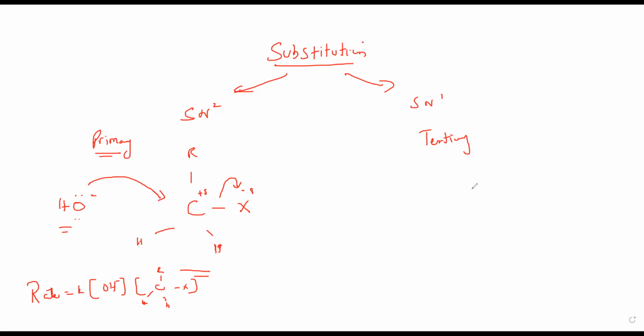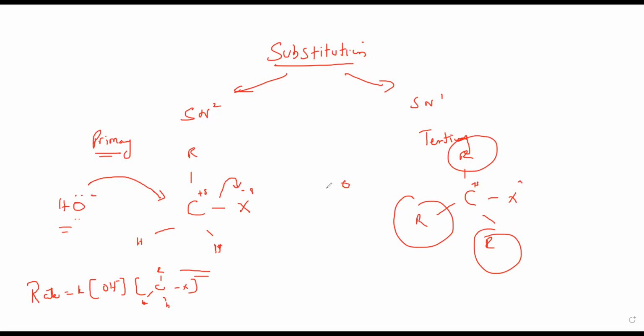But in tertiary, what happens? The carbon which is bonded with the halogen has three alkyl groups, three carbon chains. So this carbon is surrounded by bigger molecules. Even though the OH is present, it cannot attack this carbon, and we call that steric hindrance. So due to steric hindrance, this OH cannot attack the carbon. So the rate only depends on the presence of the halogen alkane.